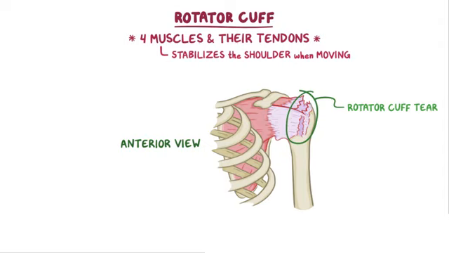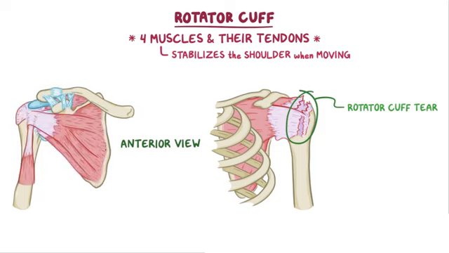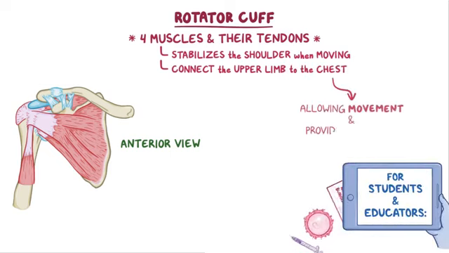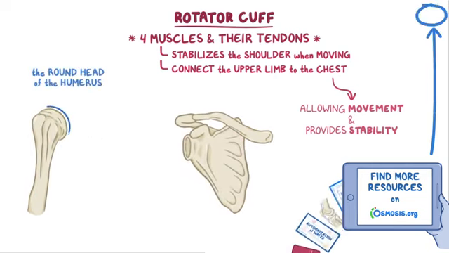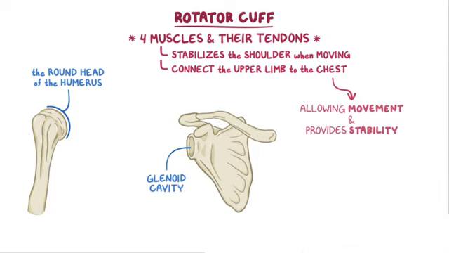The shoulder is a complex of bones, ligaments, muscles, and their tendons that all work together to connect the upper limb to the chest, allowing necessary movement and providing stability. The round head of the humerus fits and rotates inside the shallow glenoid cavity of the scapula. Just above the glenoid cavity, the scapula extends two bony processes, the acromion and the coracoid processes, which serve as attachment for ligaments and muscle tendons.